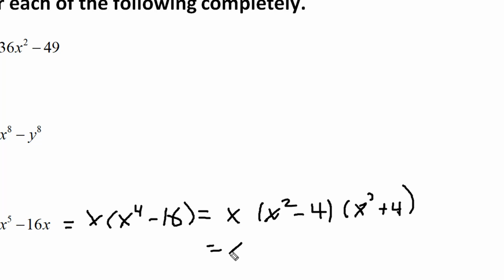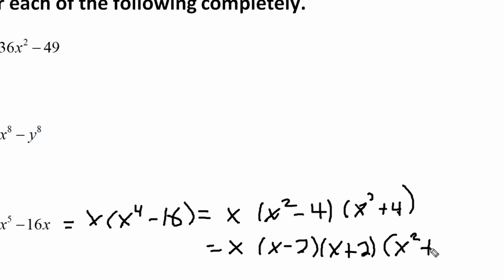Okay, the x squared minus 4 is a difference of squares though, so we can continue with the factorization. So x squared minus 4 factors into x minus 2, x plus 2, the difference and the sum of the square roots. Make sure you include the parentheses on each factor, and just bring the last one down. Okay, so the complete factorization is right here: x times x minus 2 times x plus 2 times x squared plus 4.